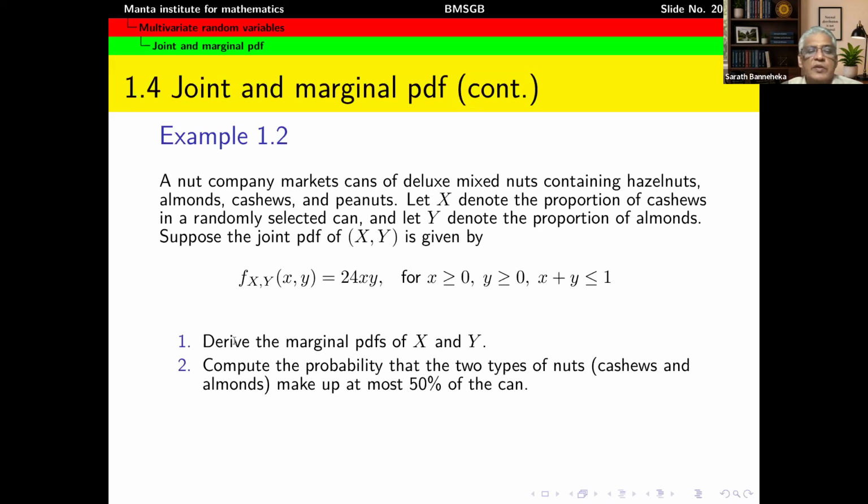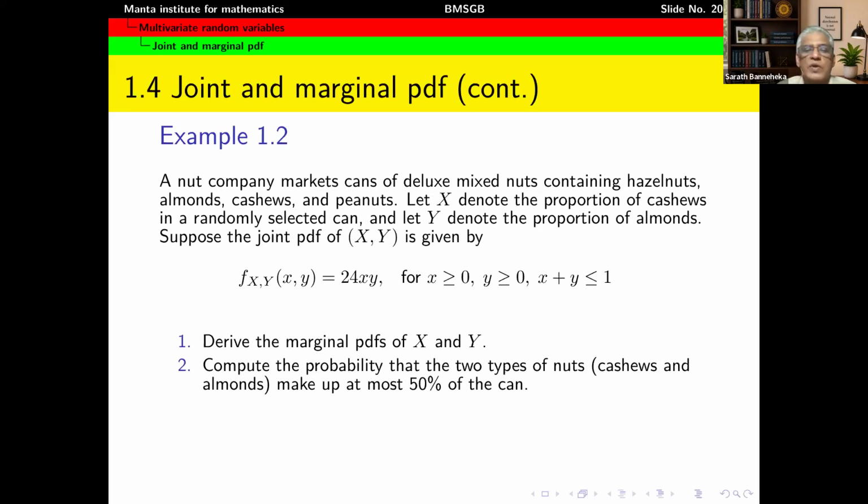Then the question is to derive the marginal probability density functions of X and Y, and then compute the probability that two types of nuts, that is cashews and almonds, make up at most 50% of the can. Right. So according to this, X denotes the proportion of cashews, Y denotes the proportion of almonds, but the can contains the other nuts also.